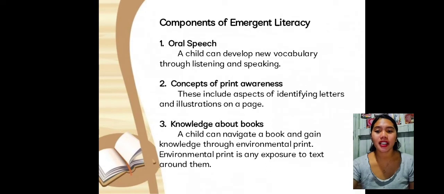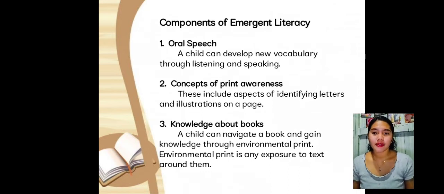Here we have the components of emergent literacy. First, oral speech: a child can develop new vocabulary through listening and speaking. Number two is the concept of print awareness. This includes aspects of identifying letters and illustrations on a page.